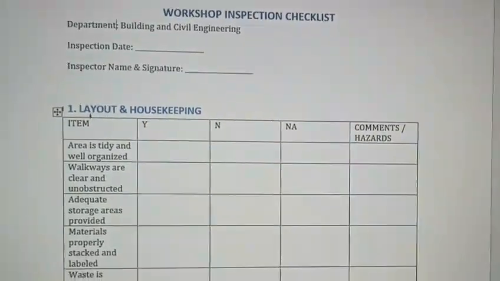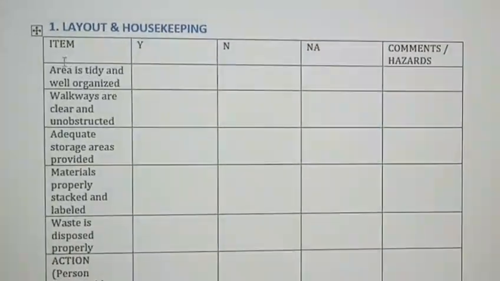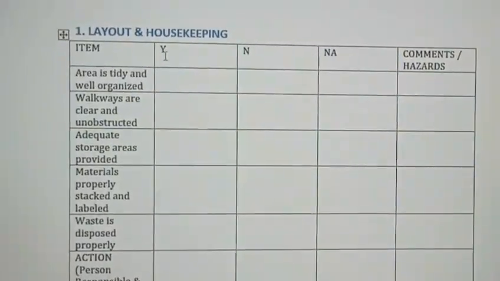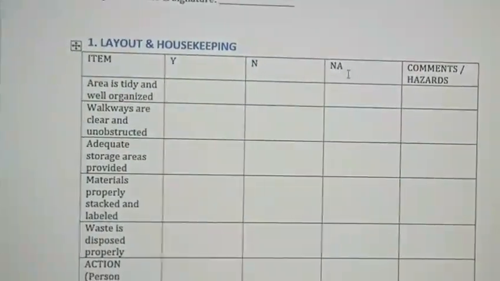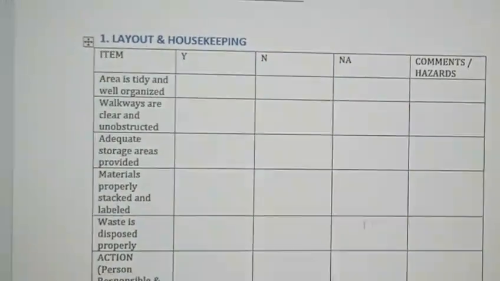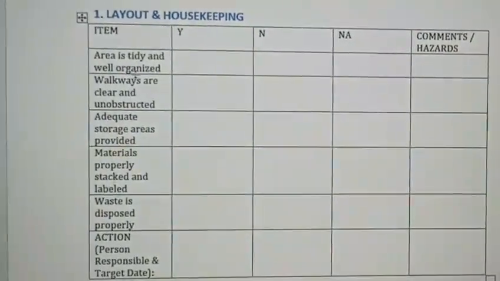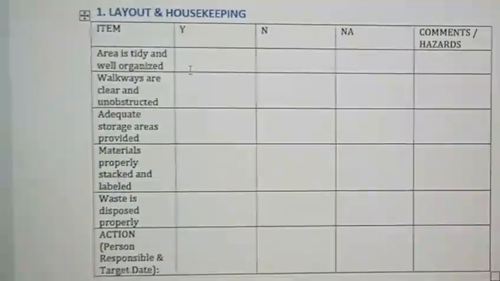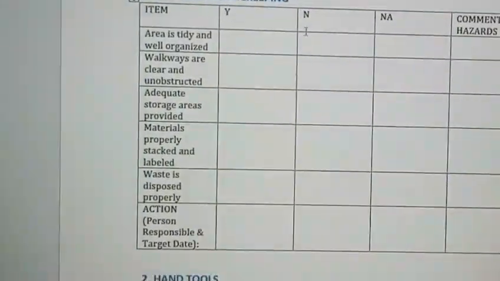And then for our first topic, we have layout and housekeeping. We have category of items. We have this Y stands for up to standard, N stands for below standard, and NA stands for not applicable, and we have a section of comment and hazards. Now for the first item, we have area is tidy and well organized. If the workshop is organized, then here you write Y, which stands for up to standard. Then here, if no, you may write below standard, represented by N.